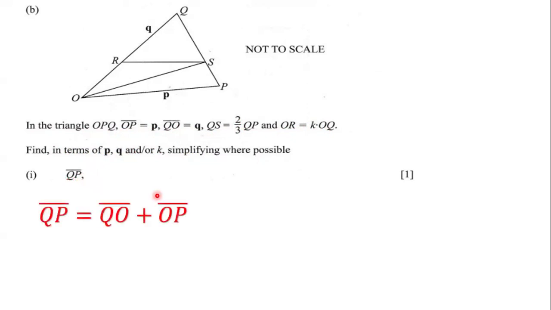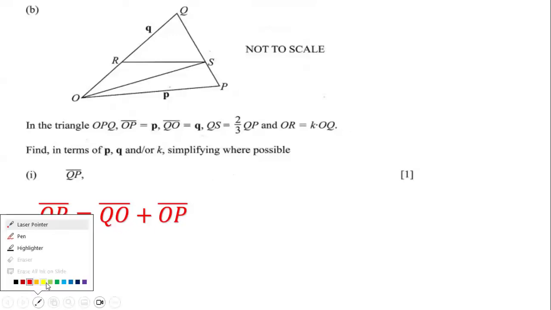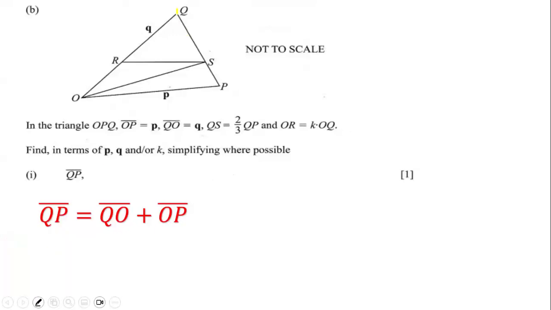What does that mean? QP means that we start at Q and we end at P. So we're going to go from Q to O in this direction, and then we're going to go from O to P. That's why QP is equal to QO, and then we go from O to P.